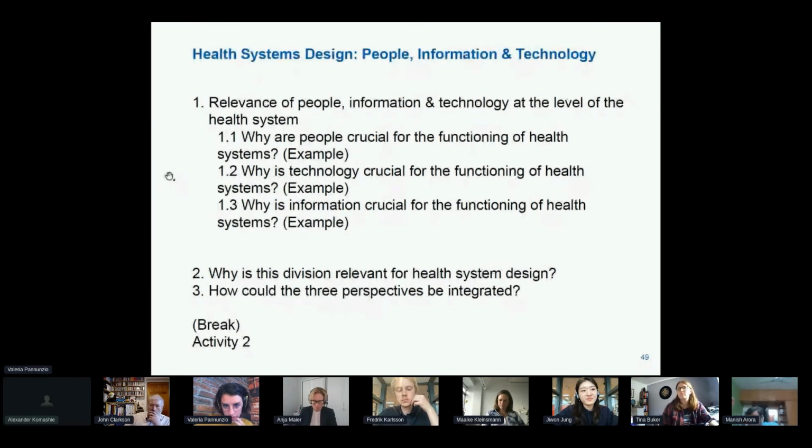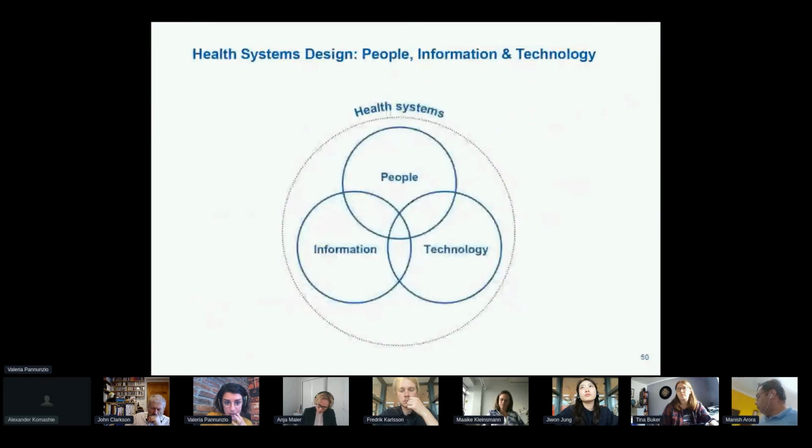So I'm going to quickly go through some examples that I think are intriguing about why we think that people are important for the functioning of health systems, why could we say technology is important, and why information is important. We will also then quickly go through a reflection on why is this division even relevant when we talk about healthcare systems design, and how can these three perspectives be integrated.